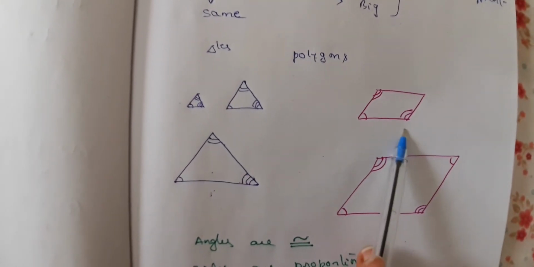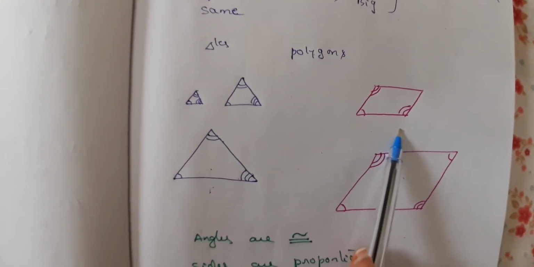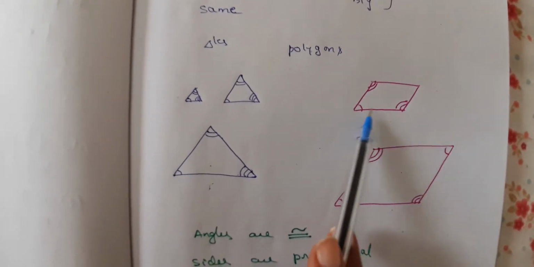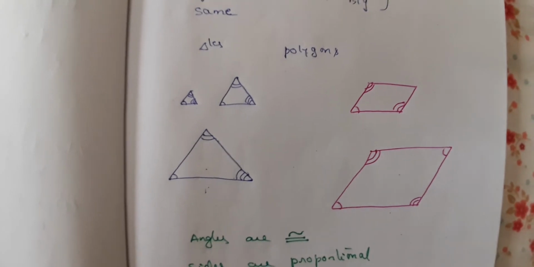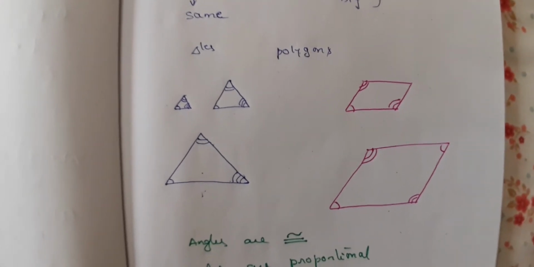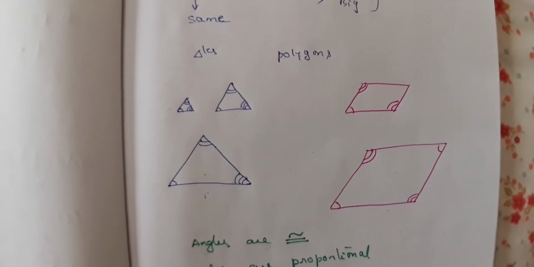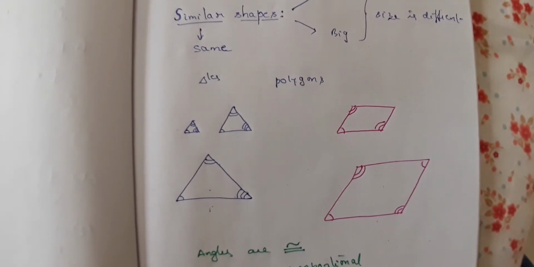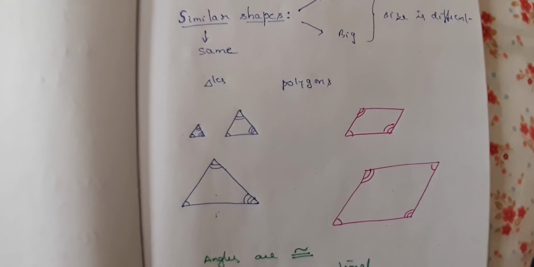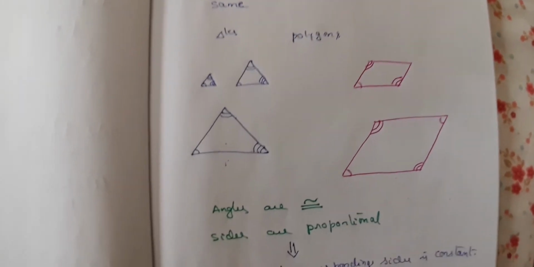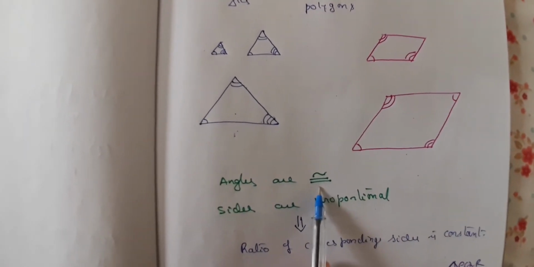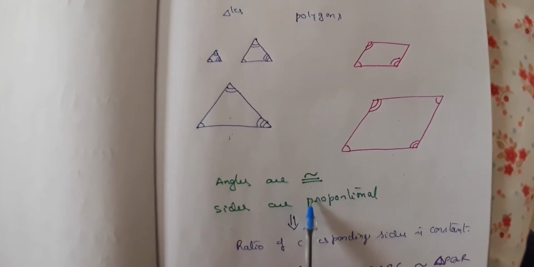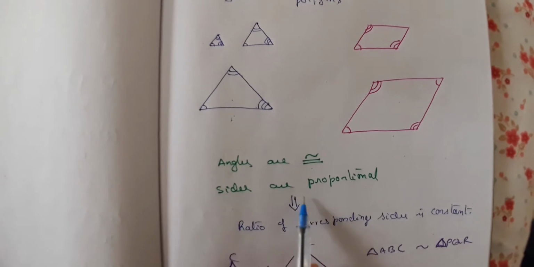Here, this is a parallelogram. The corresponding angles are equal, but the sizes are different, that means the corresponding sides are different. So is there a relationship between the corresponding sides? Absolutely. Sides are proportional to each other, where angles are congruent. That means corresponding angles must be equal, but sides are proportional.